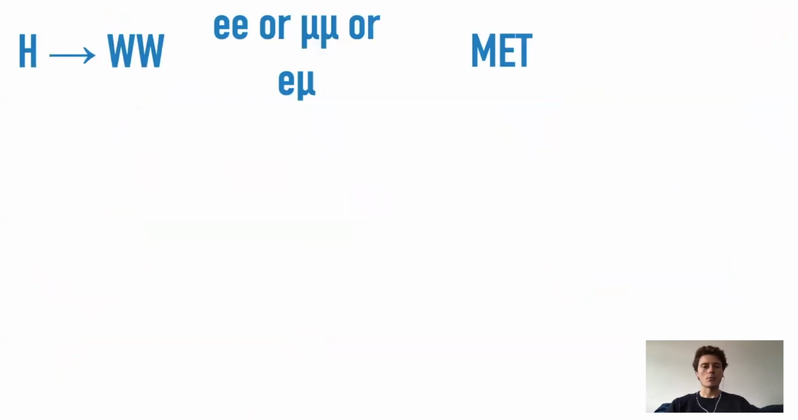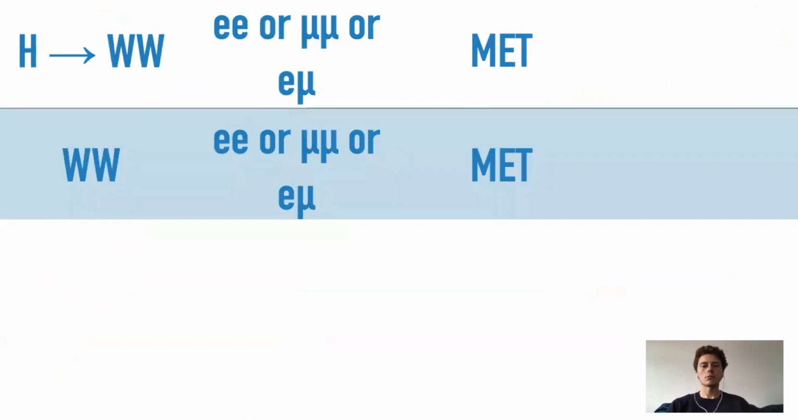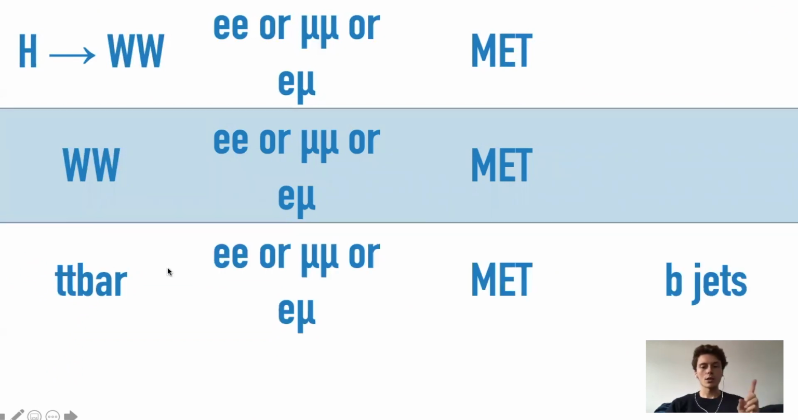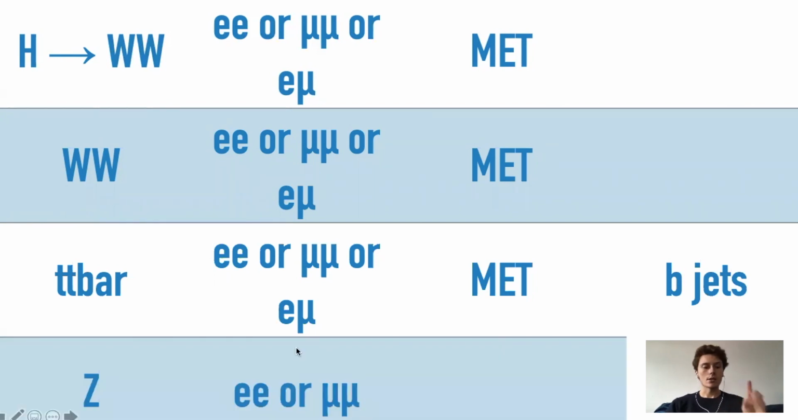Let's recap. The Higgs to WW process gives either 2 electrons, 2 muons, or 1 electron and 1 muon, plus MET from the neutrinos. Same for WW. Same for TT bar, but it also gives B jets. And the Z decay, crucially, different to the Higgs to WW in that it gives either 2 electrons or 2 muons. Can't be 1 electron and 1 muon.